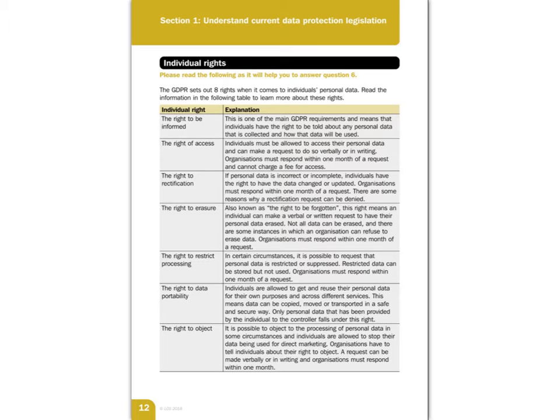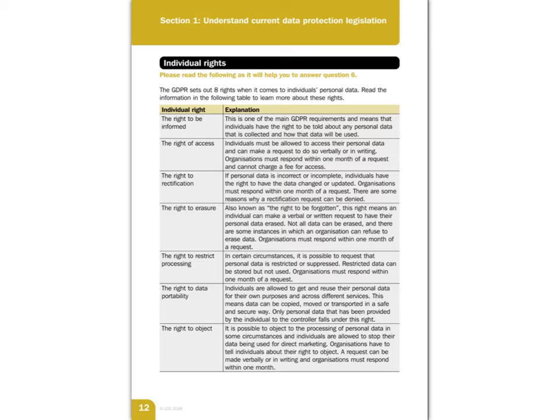Therefore, your personal data is being stored by the GP, but is not being used for a specific purpose. So you're restricting what it's actually being used for. Again, there's sometimes when this isn't possible, legal reasons and things like that, where it actually comes down to a judge's decision rather than the decision of the GDPR.